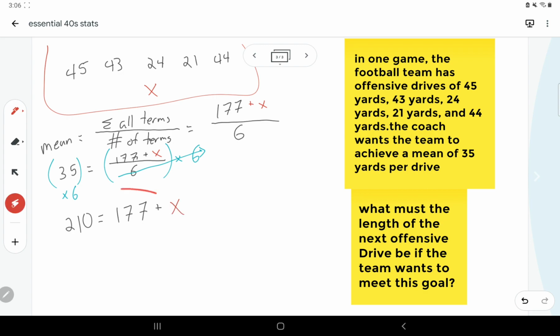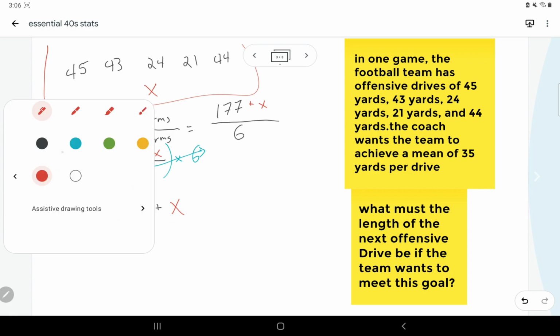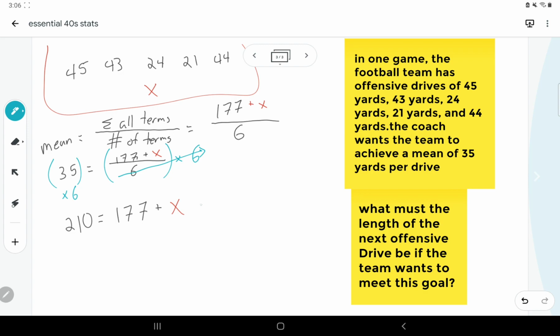So now we just need to get rid of that 177. It's plus, it's a positive. So we must do the opposite of that positive to get rid of it. So we do negative or minus 177. 177 minus 177 is, of course, 0. So we can cancel those out. And then whatever we do to this side, we must do to this side. So minus 177 will give us our final answer here of 33 yards equals x, or x equals 33 yards.